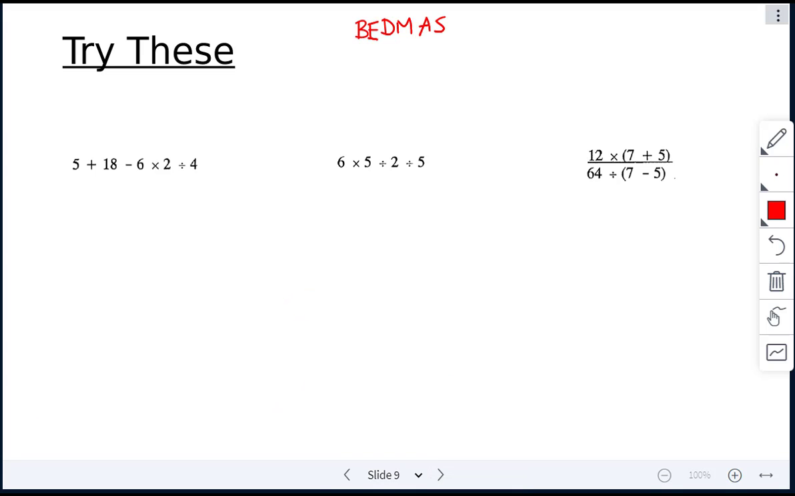Okay, so we'll go over this first one, 5 plus 18 minus 6 times 2 divided by 4. All right, so the first thing we have to do in this question is the 6 times 2. So rewriting this now, I get 5 plus 18 minus 12 divided by 4. Next, I would have to do the division. So now I end up with 5 plus 18 minus 3. And then go ahead from left to right to do the addition and subtraction. So 5 plus 18 minus 3, which gives me 20.